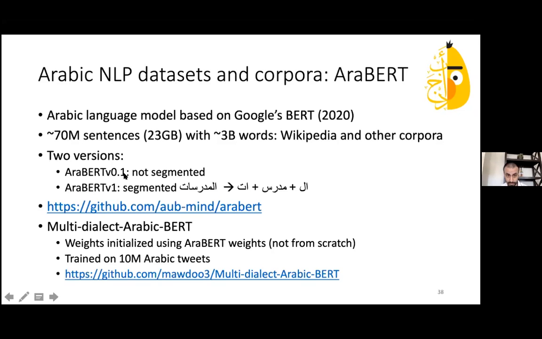Another model that's based on AraBERT is the multi-dialect Arabic BERT. They used AraBERT to initialize their weights, and then they continued training using 10 million Arabic tweets covering different Arabic dialects. So the first one here, AraBERT, is in MSA or Fusha, while multi-dialect Arabic BERT is in dialect.